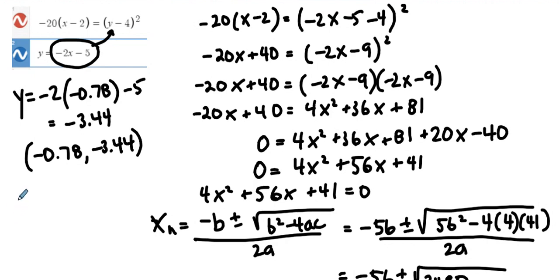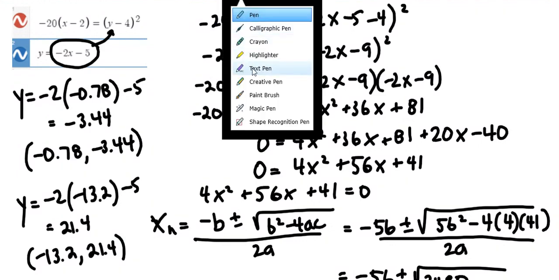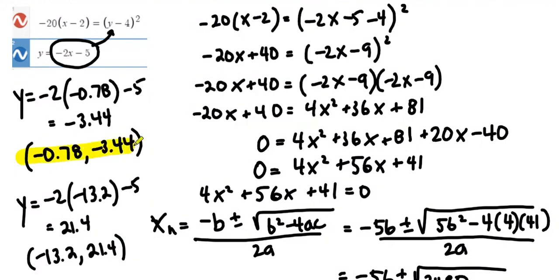Second point, negative 2 times negative 13.2 minus 5. Did these calculations earlier, 21.4. Okay, you can always pause and double check. 21.4. So these are the 2 points of intersection.